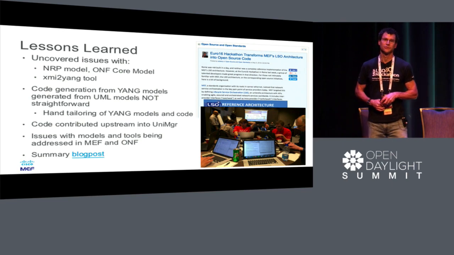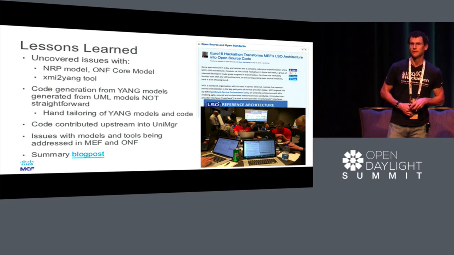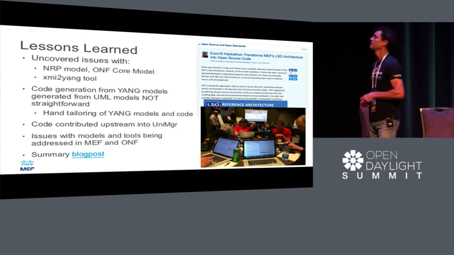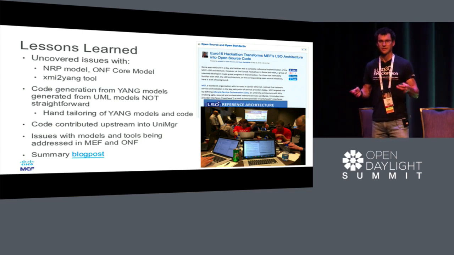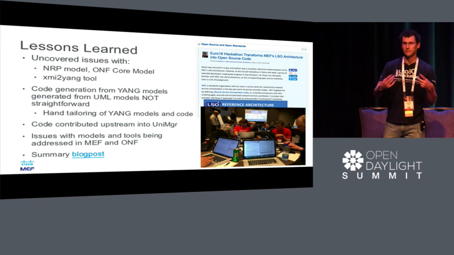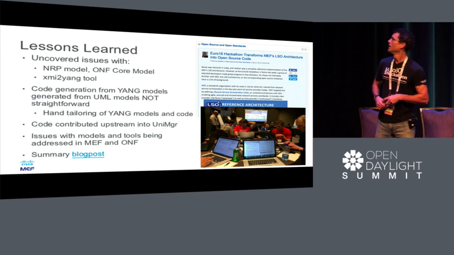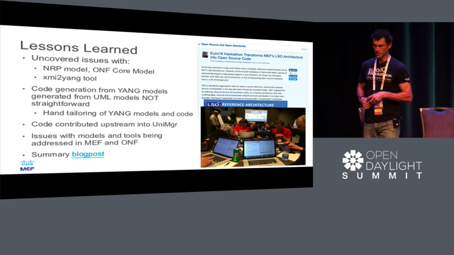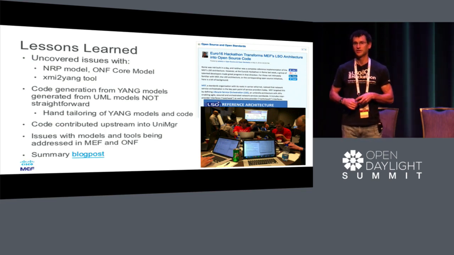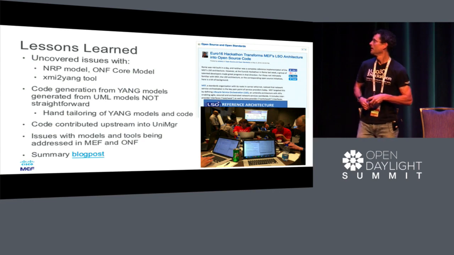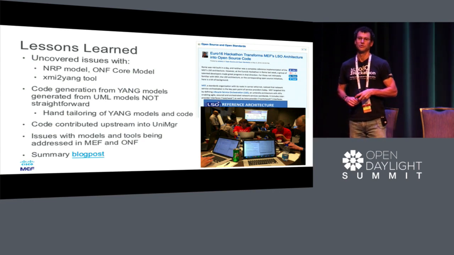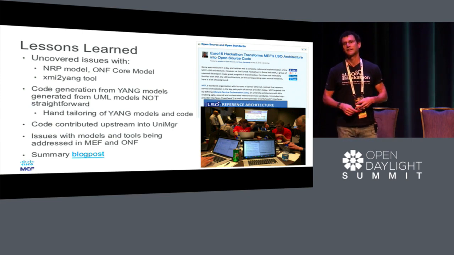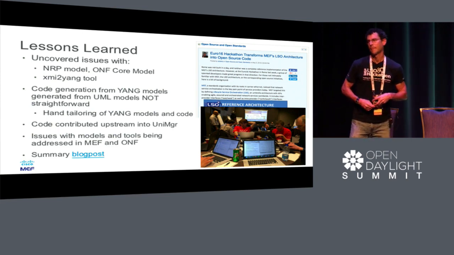We encountered issues with the NRP model and issues with the ONF core model from which it was derived. Now, this isn't disastrous, but again, that's the idea: we want to spot problems early. We also found problems with the tool. What was happening was these UML models, when we tried to generate Yang models from them, weren't really usable to feed into OpenDaylight. So we had to hand tailor those generated models.